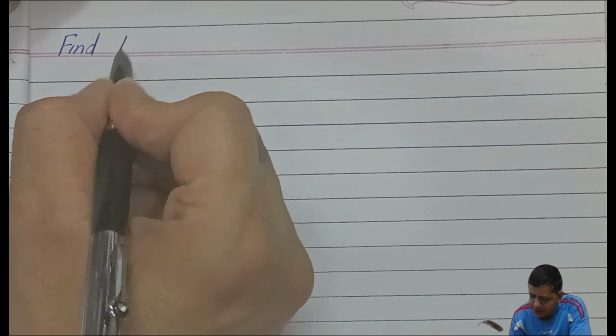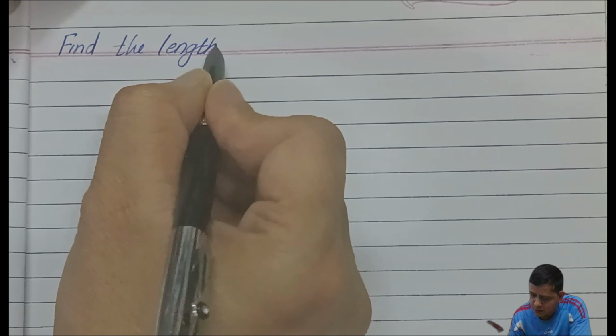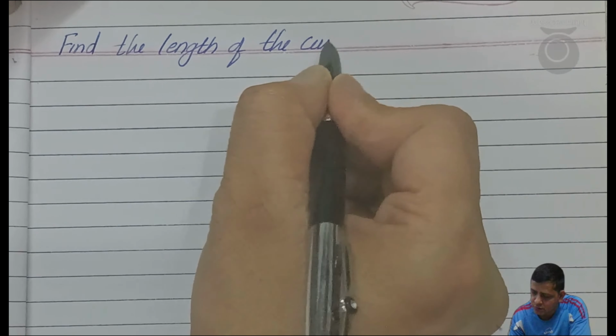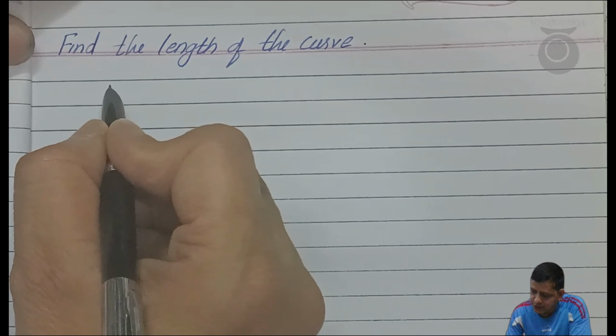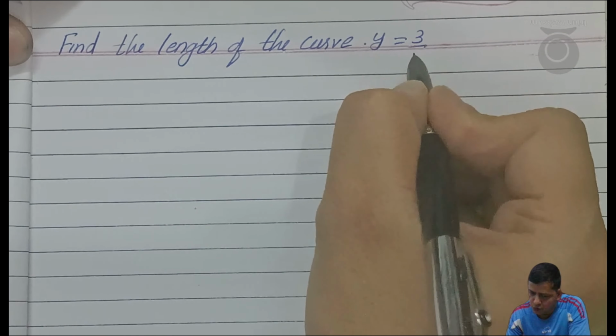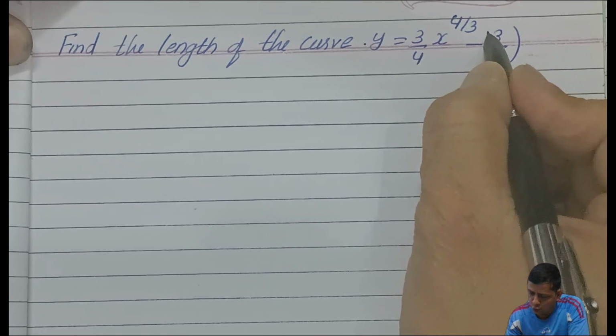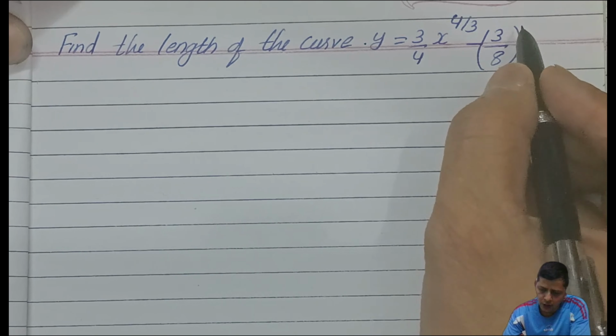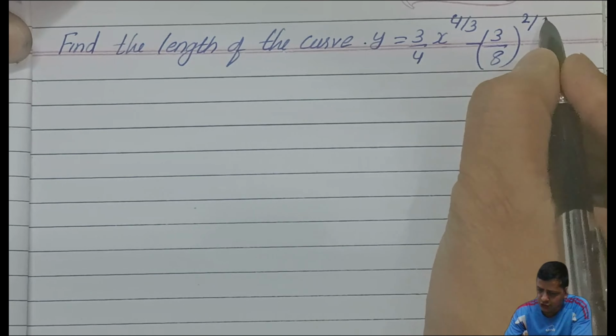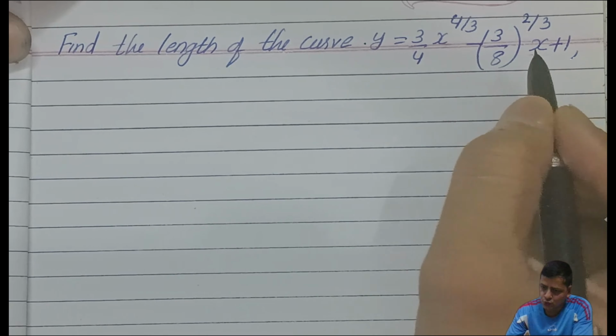Find the length of the curve. Find the length of the curve, which says y is equal to 3 by 4 x to the power of 4 by 3 minus 3 by 8 x to the power of 2 by 3 plus 1.